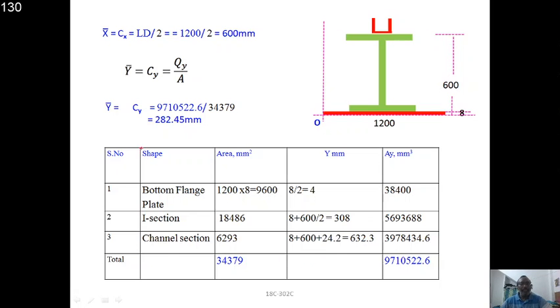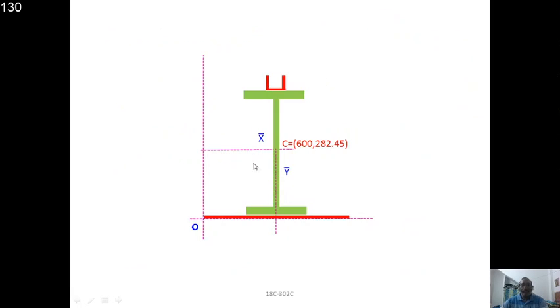ΣAY. Now Y bar is equal to ΣAY over ΣA, like this. Then solve by using the area and AY summarized values to get the Y bar as 282.45 mm. Then represent the same thing into the centroid as a final figure.